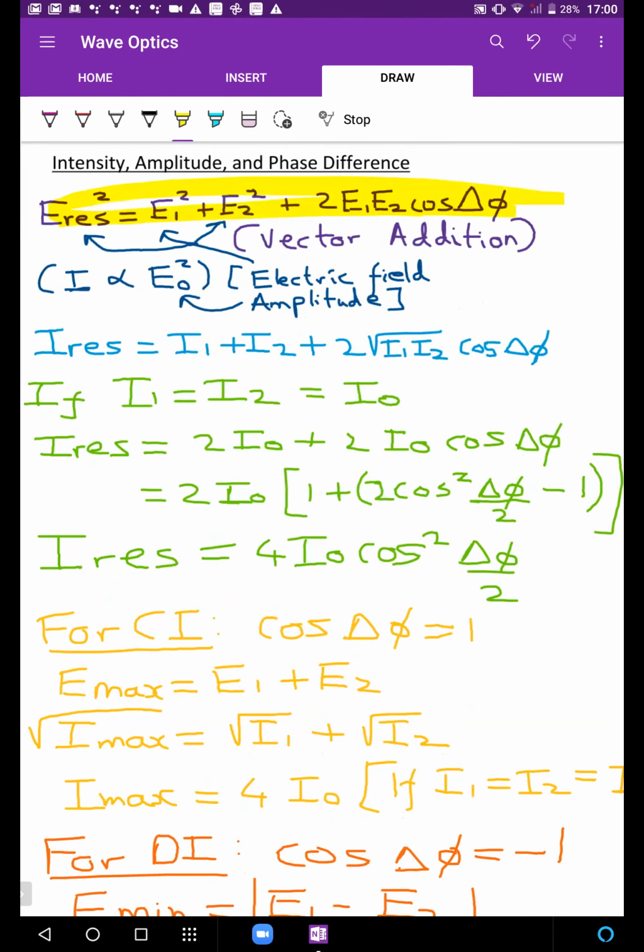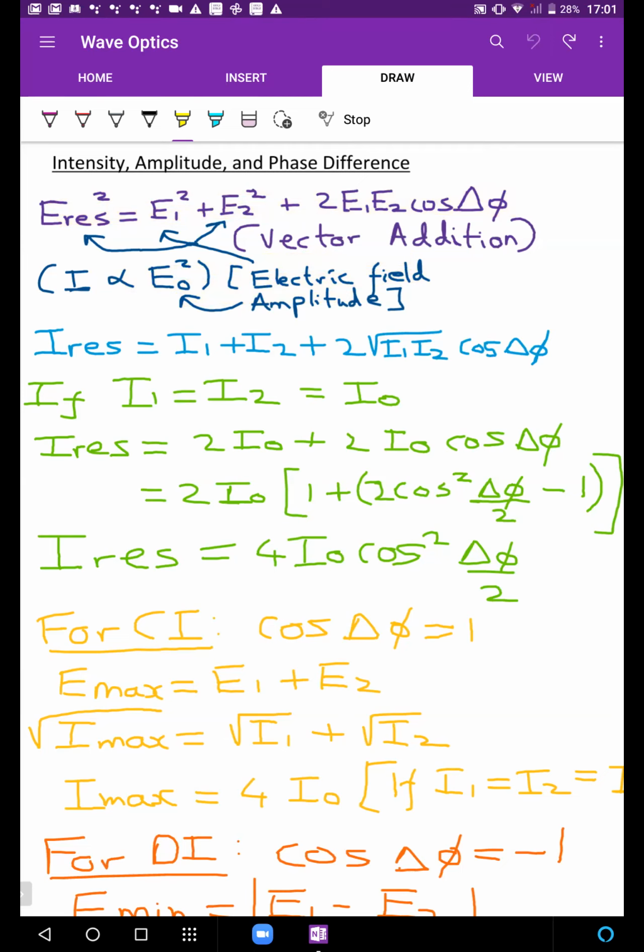The electric fields, the actual wave is in the electric field, right? So that adds like a vector, the amplitudes of the electric field, and your intensity is proportional to the square of the electric field amplitude. Okay, intensity is proportional to the square of the electric field amplitude. And we have in fact seen this formula in EM waves, how intensity depends on E naught.